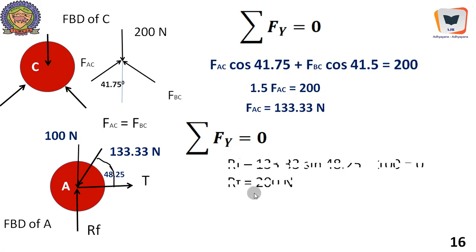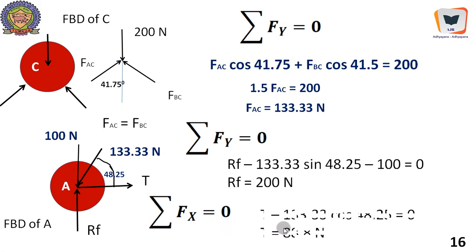First of all, we apply sigma Fy equal to 0, which gives RF going vertically up positive, minus 133.33 sine 48.25, the component of this force coming down, minus 100, the weight. So RF we will get to be 200 Newton. If you apply sigma Fx equal to 0, T, which is positive, minus 133.33 cos 48.25, which is making the ball move that way, equal to 0. Therefore T happens to be 88.8. So we have found the tension in that wire and also the reaction from the floor.